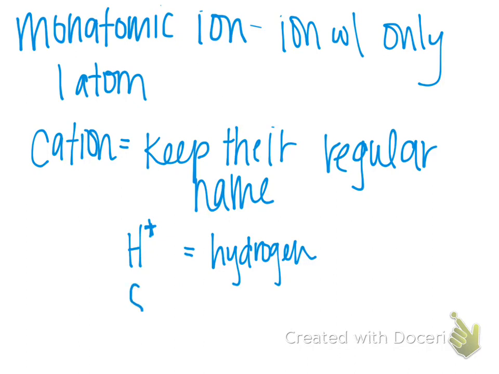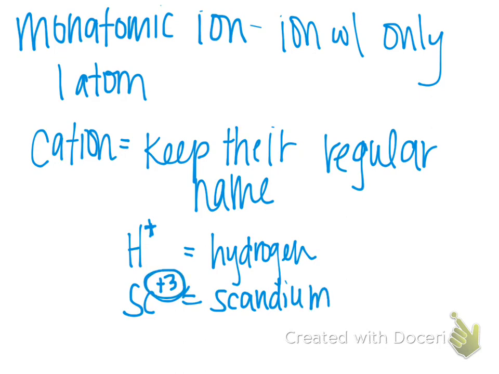So if I was going to look at another monatomic ion, what would the name of this monatomic ion be? What would we call it? Yeah, scandium. The reason we know it's an ion is because it has its charge here. If it was in its base state, just Sc, we would still call it scandium, but in this case it's not an ion because it doesn't give us its charge. So we know it's an ion because it gives us its charge right here.